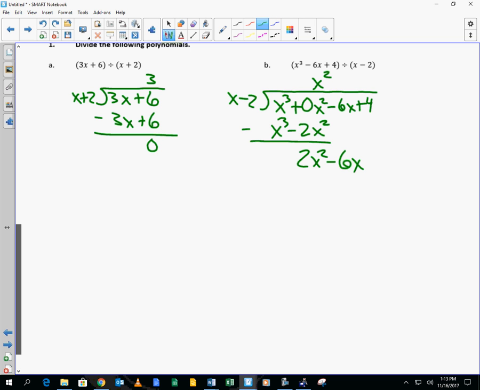So now what do you multiply x by to get 2x squared? 2x. Distribute through, and we have 2x squared minus 4x. Negative 6x minus a negative 4x. And I drop down the 4. And what do you multiply by? And we get negative 2x plus 4. And the remainder of 0.